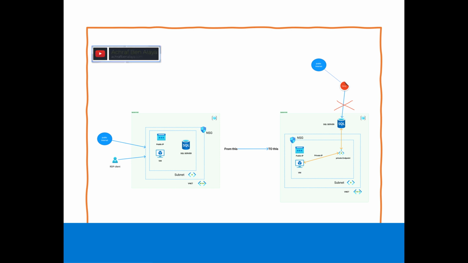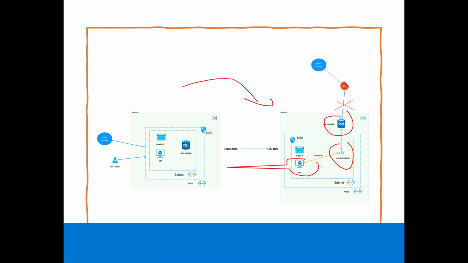Hi again and welcome to the Azure Bastion part. So in the last parts, we had our configuration we want from this to this one. And what we have right now is a SQL server connected through a private endpoint to this virtual machine. And I'm okay with that, but I'm not okay with having a public IP address attached to this virtual machine.